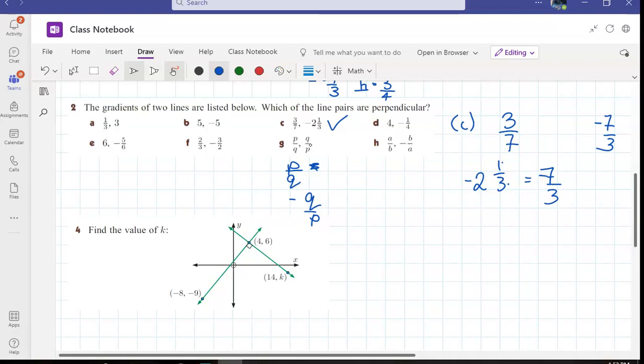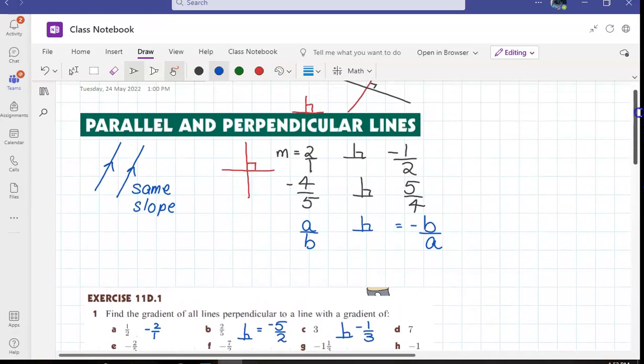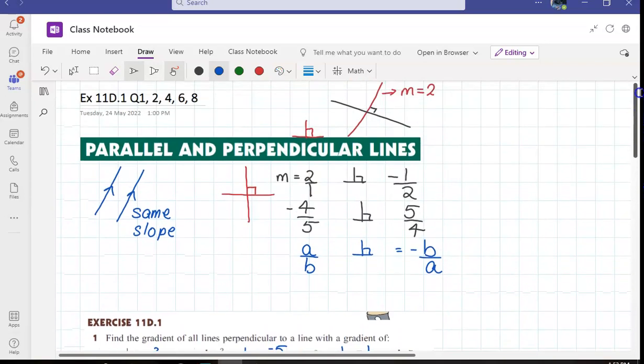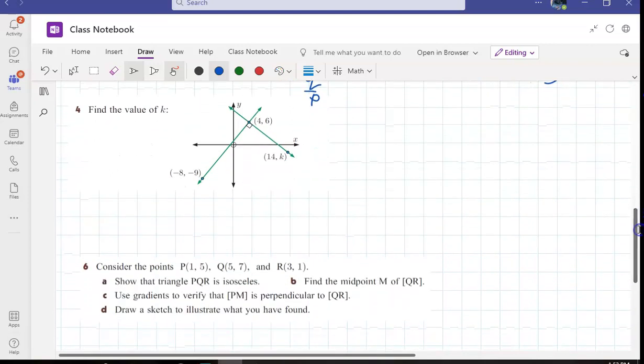Okay, so we are on exercise 11. 11D1, we're going to do question 1, 2, 4, 6, and 8. But you should have your book because then you can check your answers. I'm not putting the answers here. So don't just look on OneNote, please. Textbook up and open.